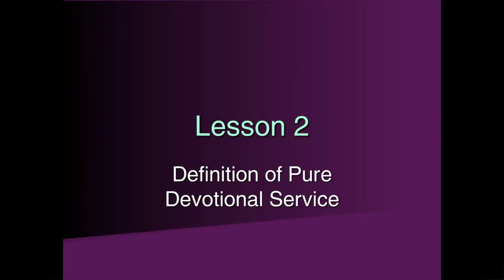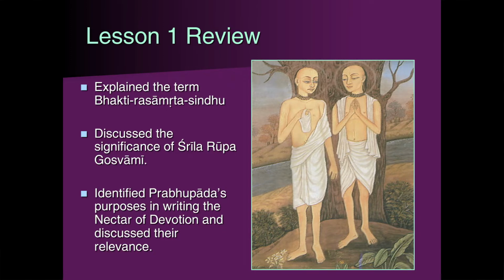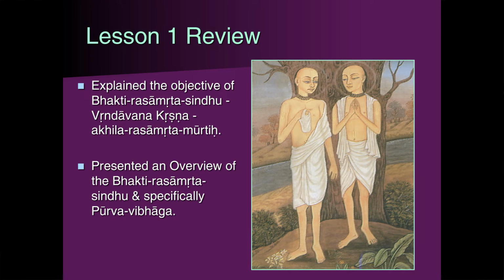Welcome to lesson 2 of our study of the Nectar of Devotion. In lesson 1 we explained the term Bhakti Rasamrita Sindhu and how Prabhupada derived the title Nectar of Devotion. We discussed the significance of the 6 Goswamis and specifically Srila Rupa Goswami, the author of the Bhakti Rasamrita Sindhu, which was considered to be his most important writing. We identified Prabhupada's purposes in writing the Nectar of Devotion, and we discussed the relevance of these for our own practice of Krishna consciousness.